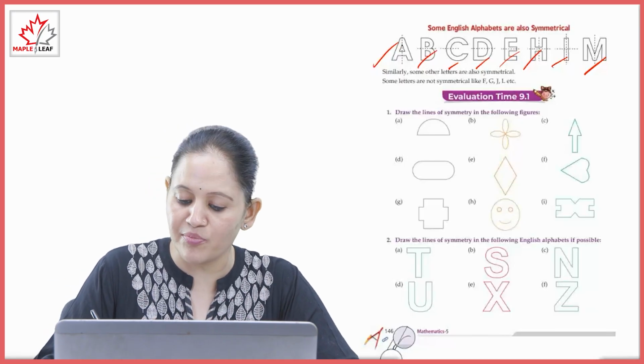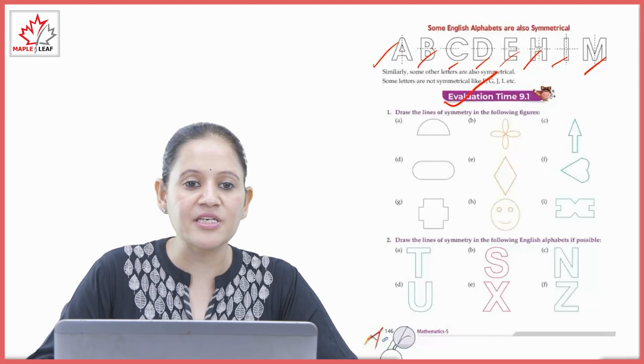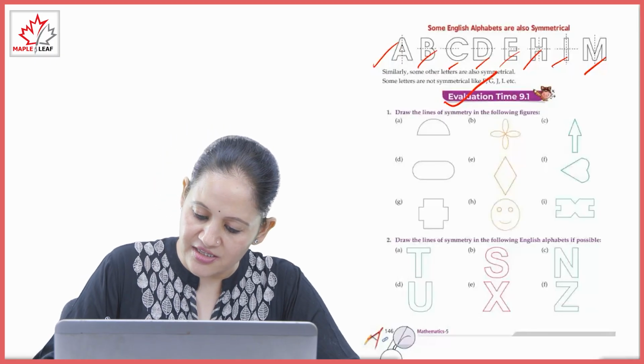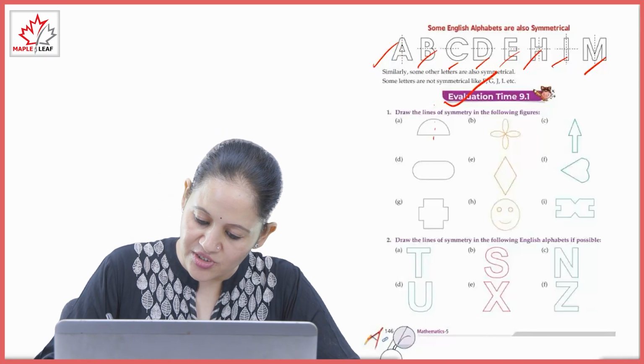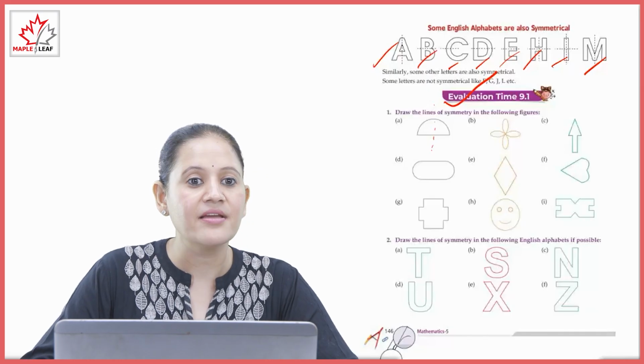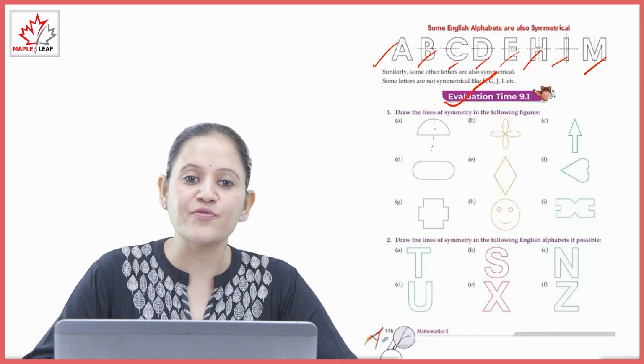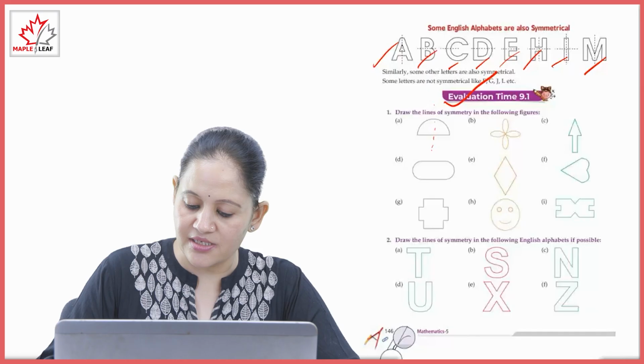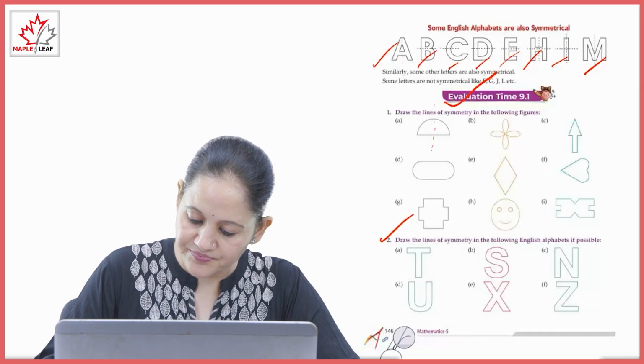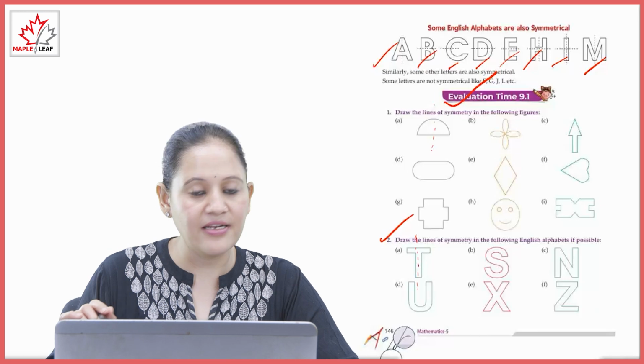Next is Evaluation Time 9.1. Draw the line of symmetry for the following figures. So in the given figure, like this you can draw the line of symmetry. Clear? Next, draw the line of symmetry for the following English alphabets if possible. So in the letter T you can see this is the vertical line of symmetry. Clear?